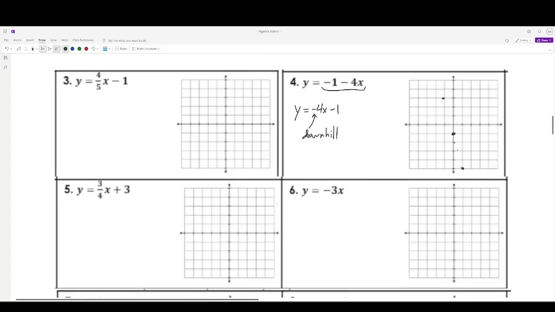Let's see what else. Number 6 is another one where the y-intercept is 0. So we have a plus 0 here, meaning our y-intercept is on the origin.